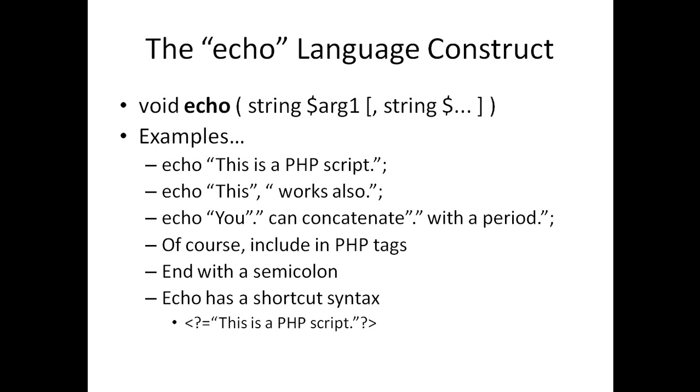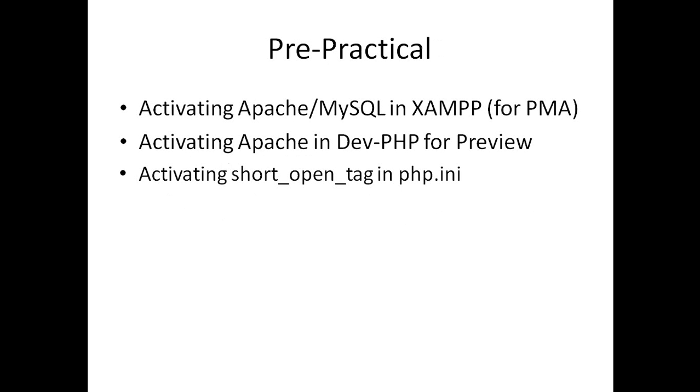Okay, moving on. The pre-practical: activating short open tags, so I already did that. Activating Apache and MySQL in XAMPP for PMA, we're going to do that. Activating Apache and Dev-PHP for preview, we already did that in the installation. And activating short open tag in php.ini, which we already did. So the only other thing we have left to do is to activate Apache and MySQL in XAMPP for PMA.